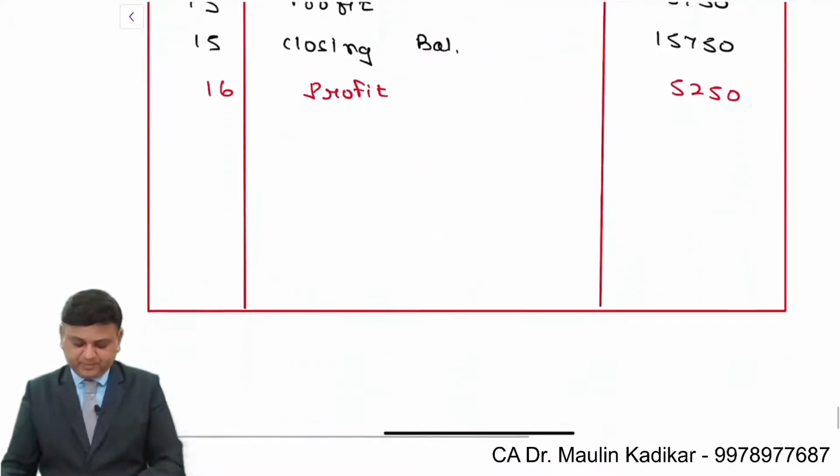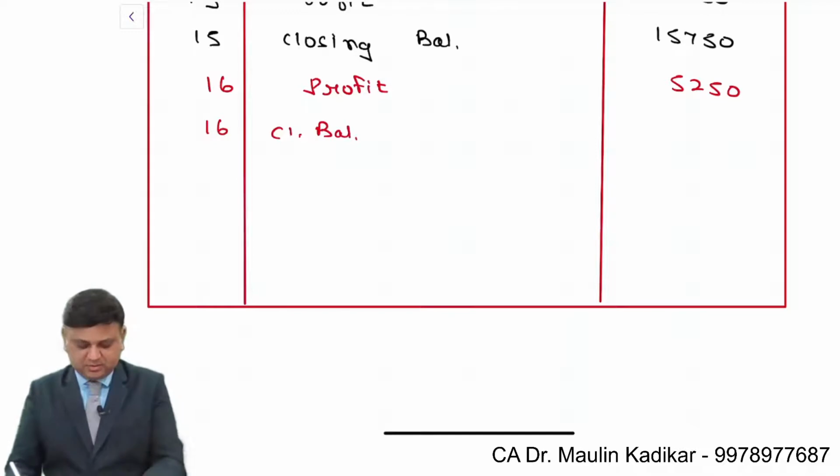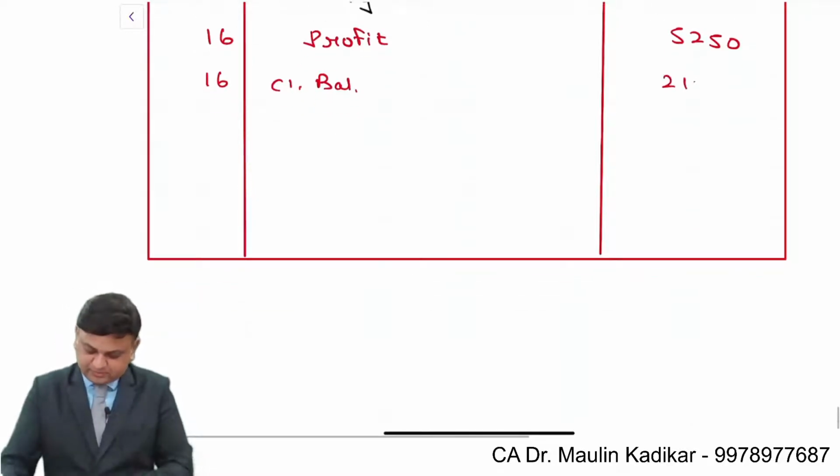Now, on 16th, the closing balance is an amount of 21,000. That is 15750 plus 5250. That comes to 21,000.